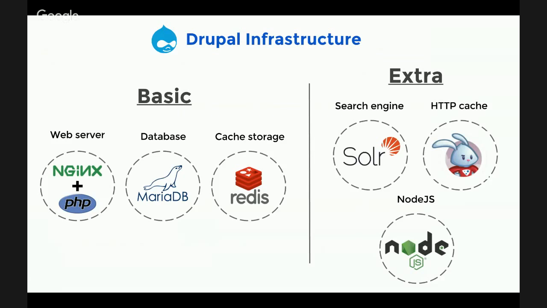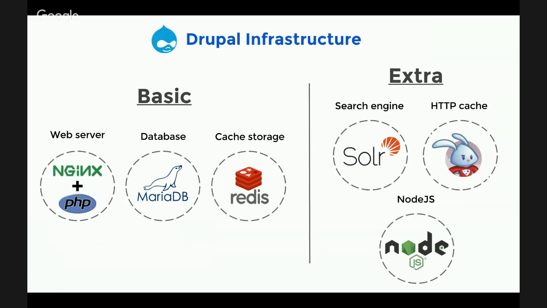When we talk about Drupal infrastructure, you can split it into two parts. It's a basic infrastructure that you must have to run your Drupal website, and extra. So basic includes a web server, Nginx or Apache plus PHP. It's a database, it can be MySQL, we use MariaDB, or it can be Postgres. And cache storage. The default cache storage is a database, but you can use Memcached or Redis to boost your performance.